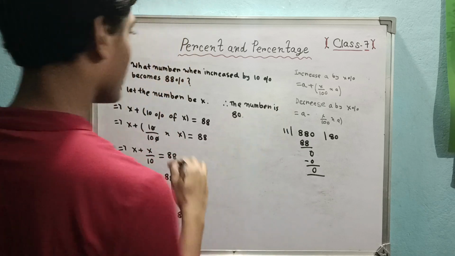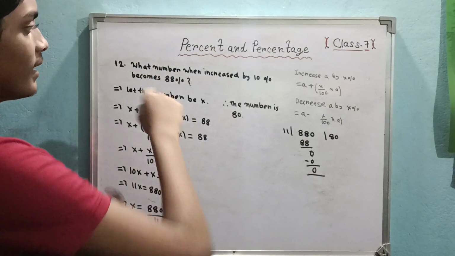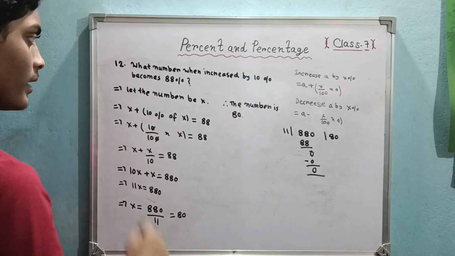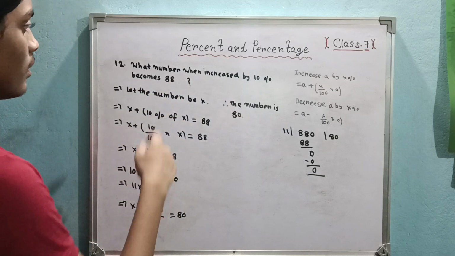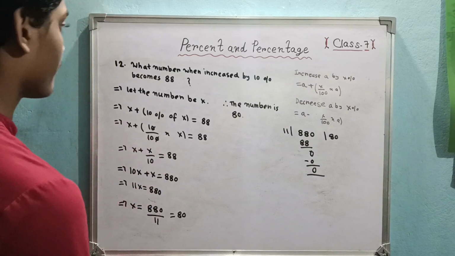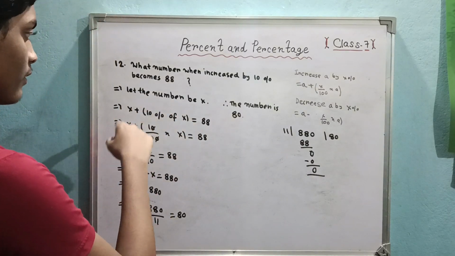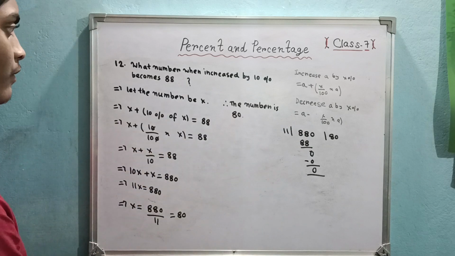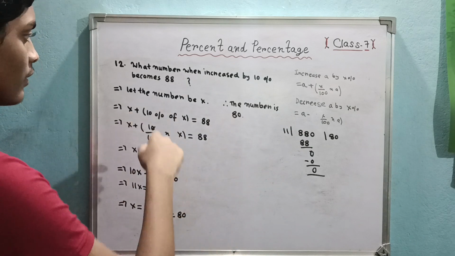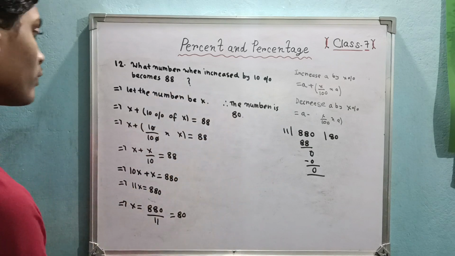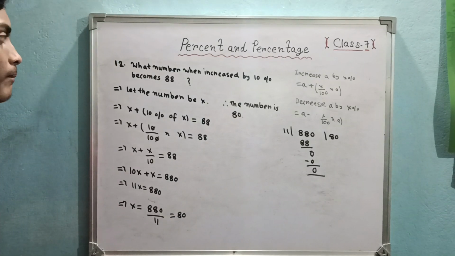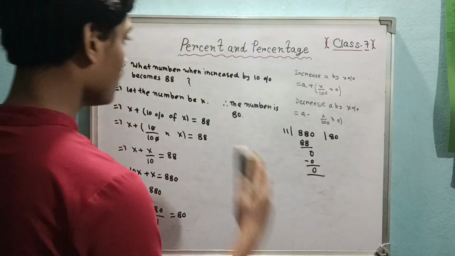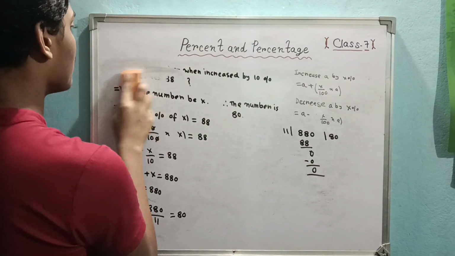So here we didn't know what the number was. We took it as x. X increased by 10% equal to 88. So not 80% here. Comes 88. So x increased by 10% means x plus 10% of x. It is 88. Now simply solving the equation, we get the answer as 80. Very easy. Let's see. We have two more sums today.